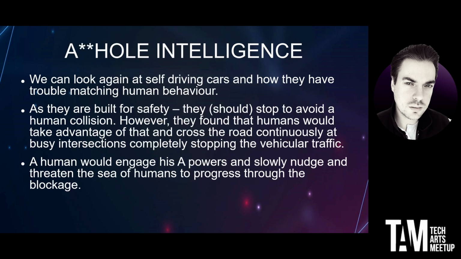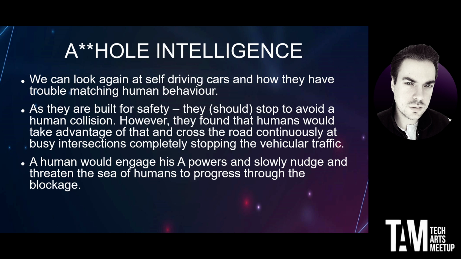This one I like to call a-hole intelligence. Again, going to self-driving cars, there's a trouble matching human behavior. They're built for safety. They're built to avoid people, to not drive into people. And what happened is they found that people would continuously just walk in front of these cars and not let them get through, and the cars would just stop to a halt.